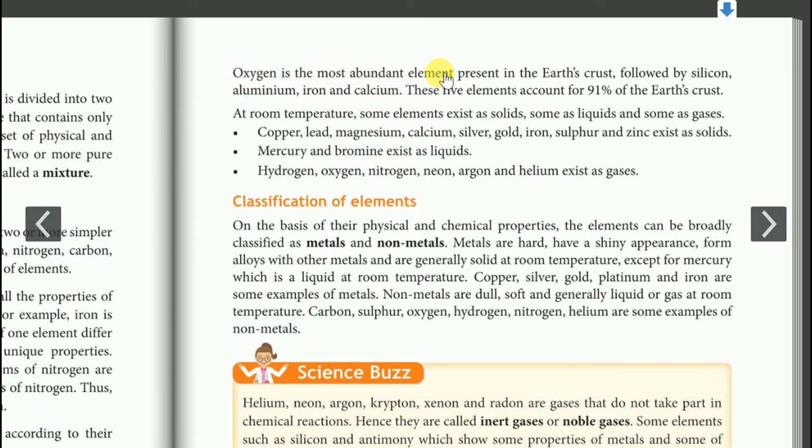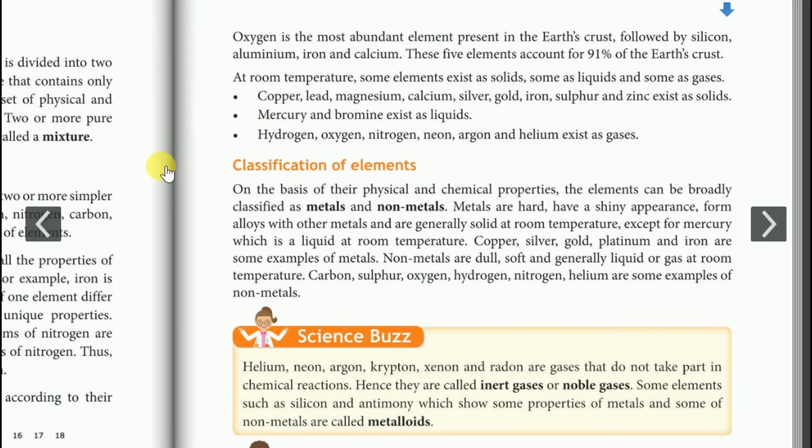Now oxygen is the most abundant element present in the earth's crust, followed by silicon, aluminum, iron, calcium. So oxygen, silicon, aluminum, iron, calcium, these 5 elements account for 91% of the earth's crust.